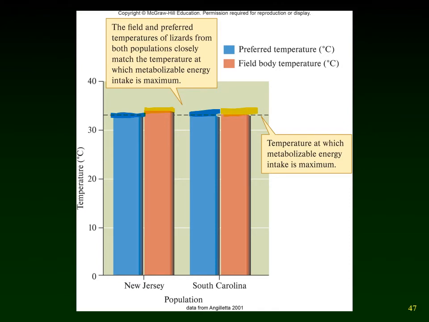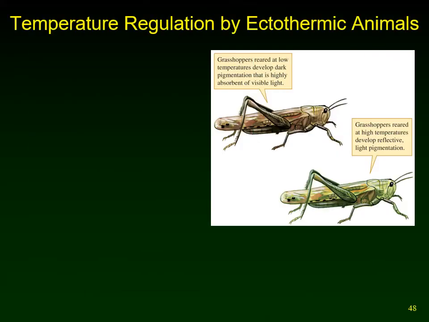So in New Jersey, they're going to spend more time sitting up basking in the sun than they do in South Carolina, so that they're able to raise their temperature in New Jersey when they have to, and they'll go down in the shade in South Carolina when they have to cool off their temperature. So they end up with exactly the same temperature. So the two populations both regulate their body temperatures to match the temperature of their maximum metabolic energy intake.